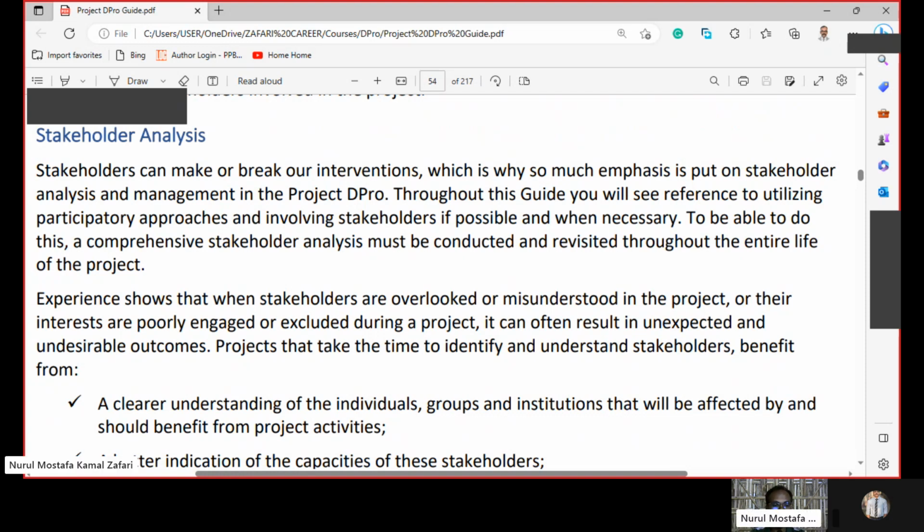Experience shows that when stakeholders are overlooked or misunderstood in a project, or their interests are poorly engaged or excluded during a project, it can often result in unexpected and undesirable outcomes. Projects that take the time to identify and understand stakeholders benefit from a clearer understanding of the individuals, groups, and institutions that will be affected by and should benefit from project activities.